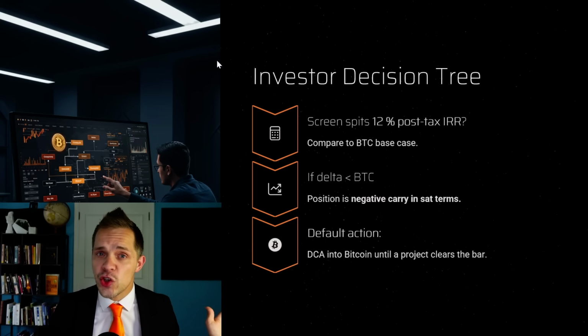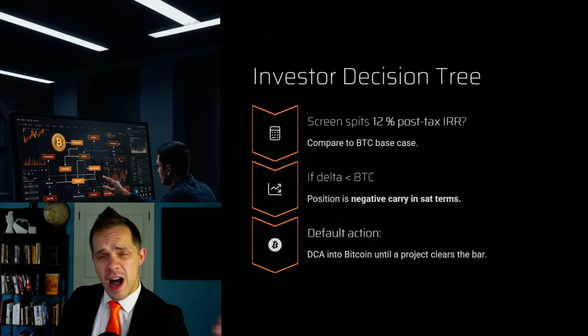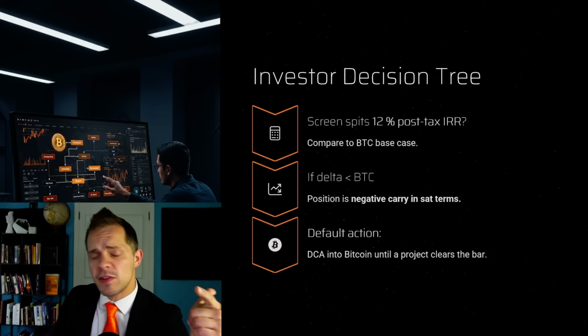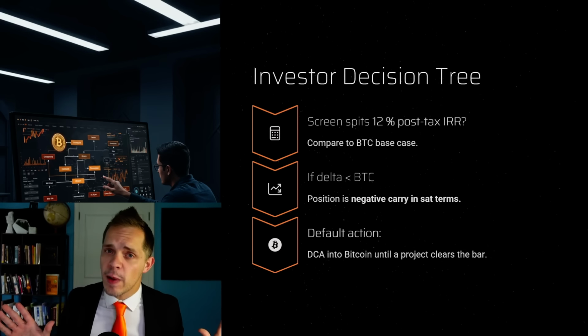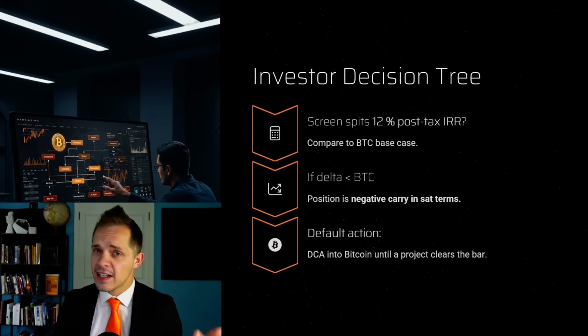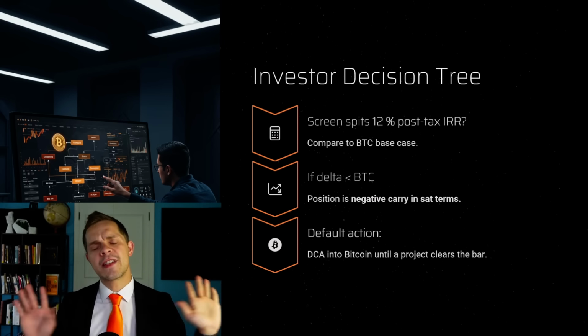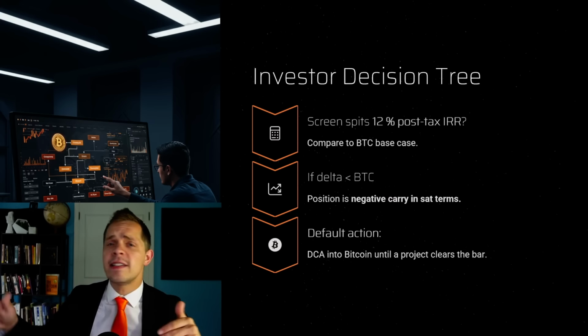So the decision tree is blunt if you're an investor. Number 1, model Bitcoin's forward compound annual growth. Use a conservative 25% if the historic 80+ seems a bit too spicy. Number 2, subtract your candidate's net return after fees, taxes, and slippage. Number 3, if the spread is negative, step away from the order ticket and allocate to BTC instead.